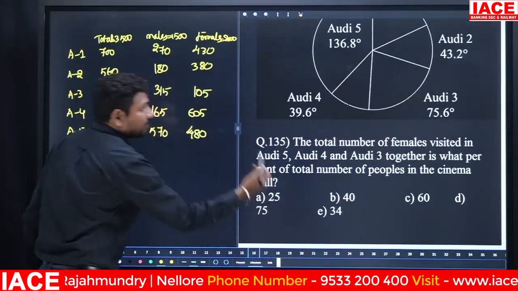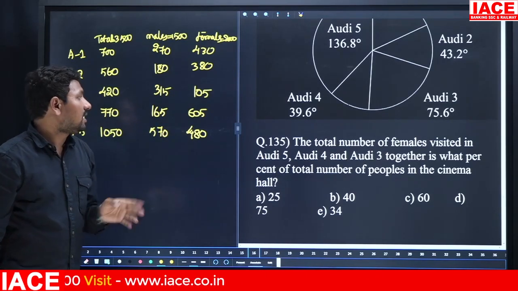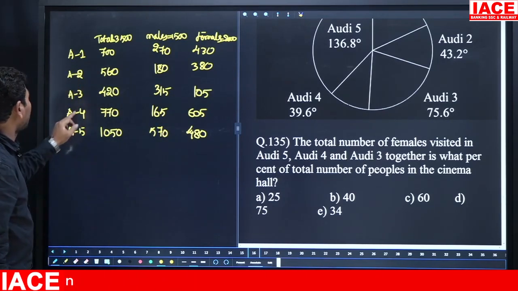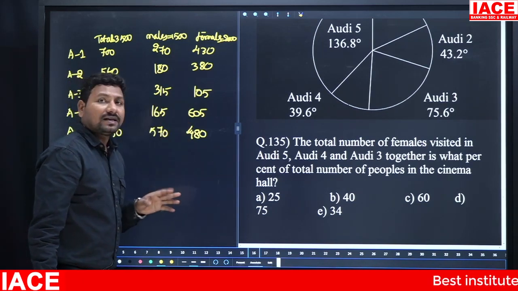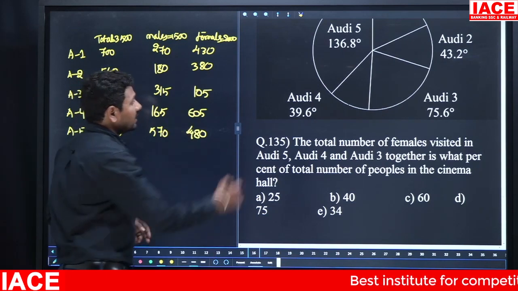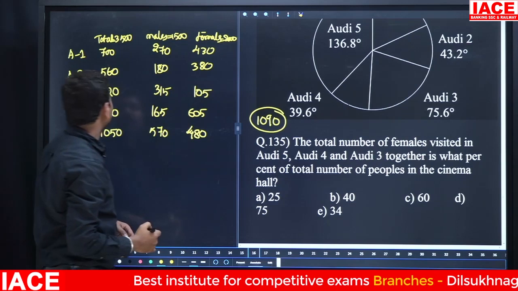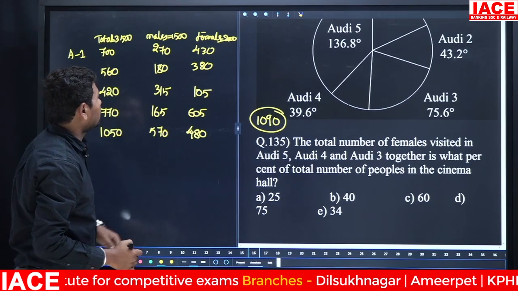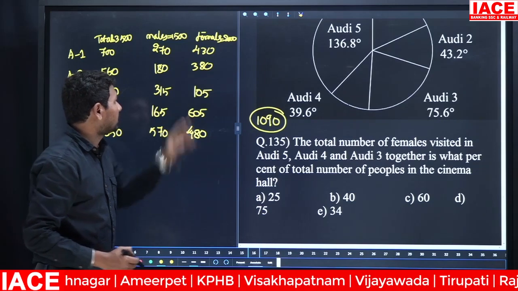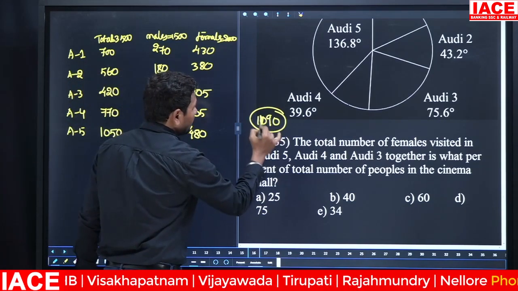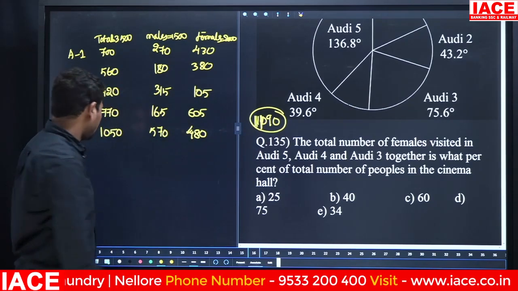Next. The total number of females visited in RD5, RD4, RD3. Here the females value is required. 400 plus 600, 1000. 80 plus 5 plus 5, it is 90. So 1000 plus 100, here 1190.